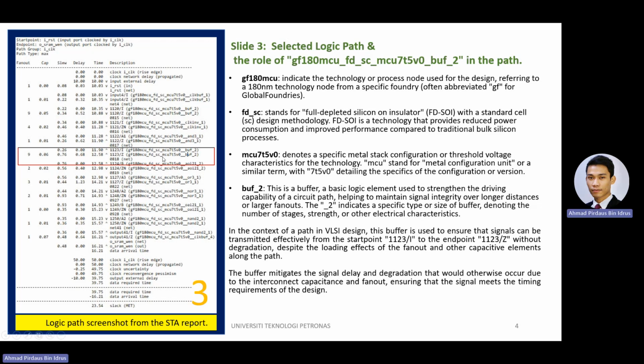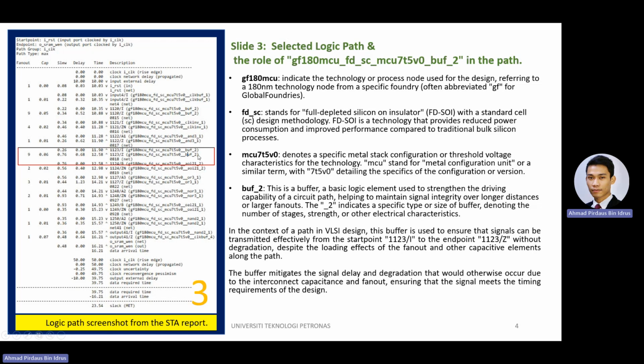And while MCU 75V0 here indicates a specific metal stack configuration or threshold voltage, characteristic for the technology. So MCU stands for metal configuration unit, and the 75V0 here indicates the specifics of the configuration.